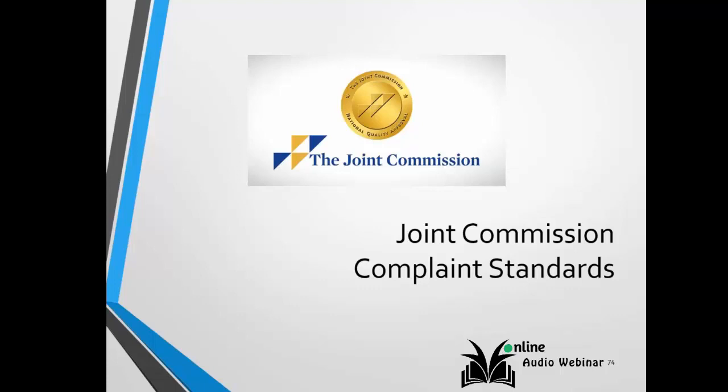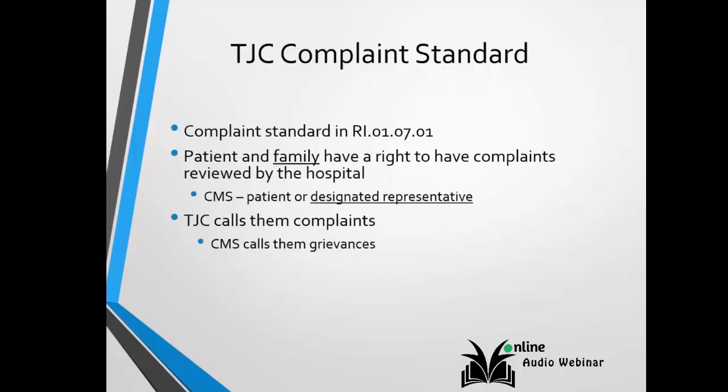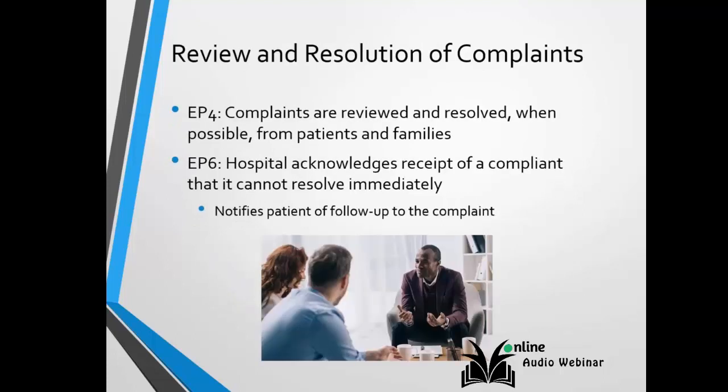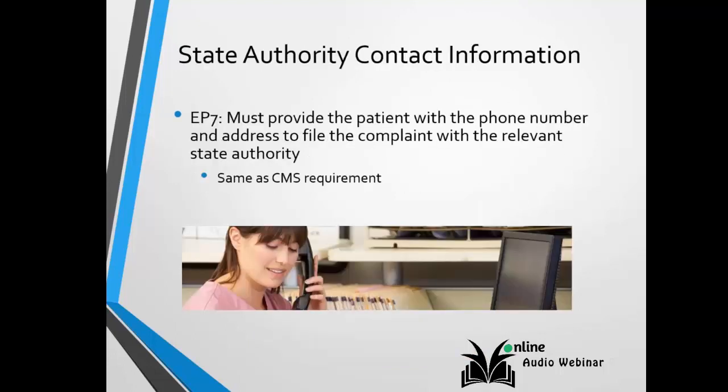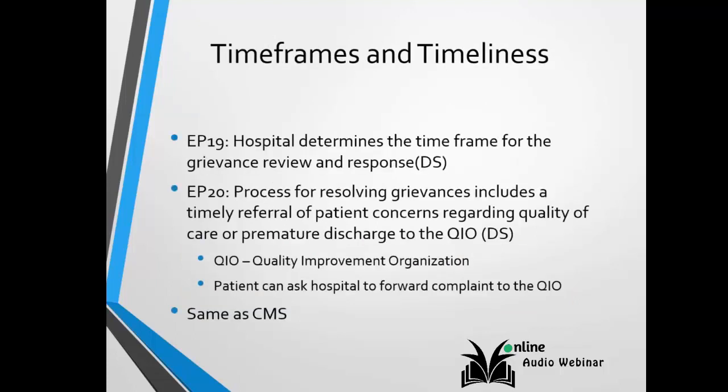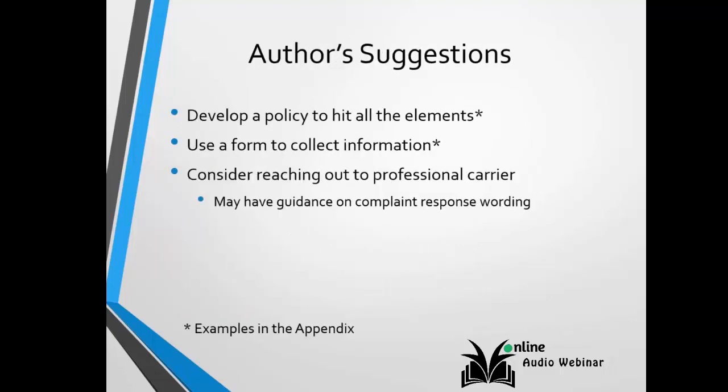All right, I'm going to now go on to Joint Commission. Again, they call it complaint, and it's in the right section. Joint Commission calls them complaint, CMS grievance. So the patient and family have a right to have them reviewed. These complaints are reviewed and resolved when possible. Now be aware, under Joint Commission, as with CMS, you may have to give that person written notice of your decision. You determine the time frame for doing that. Now, they don't. Here are just some other suggestions.